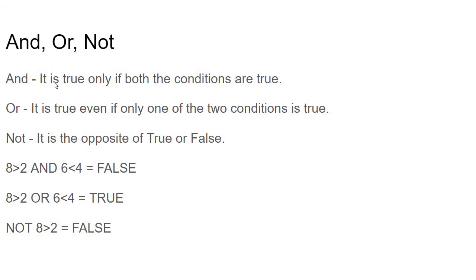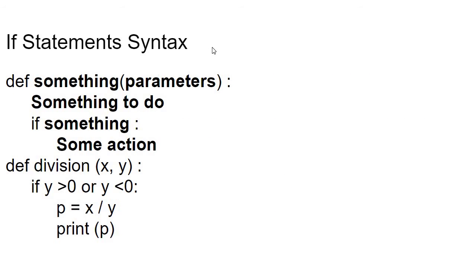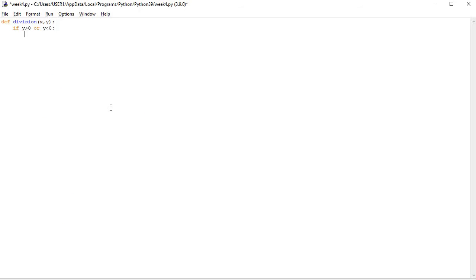So and, or, and not, those are the three operators. If you put and between two statements, it's only true if both the conditions are true. If you put or between two statements, it's true if any one of the conditions is true. And if you put not before a statement, it's the opposite of the statement. So if it's true, it's going to be false. If it's false, it's going to be true. So now let's go back to our if statement.